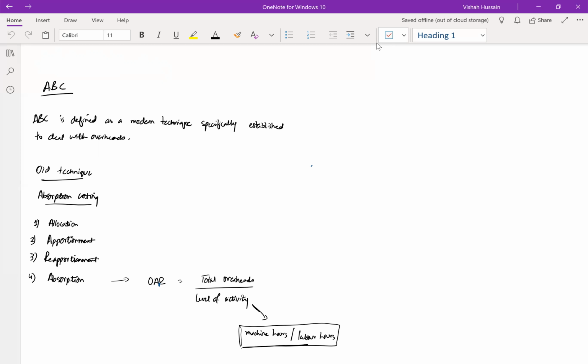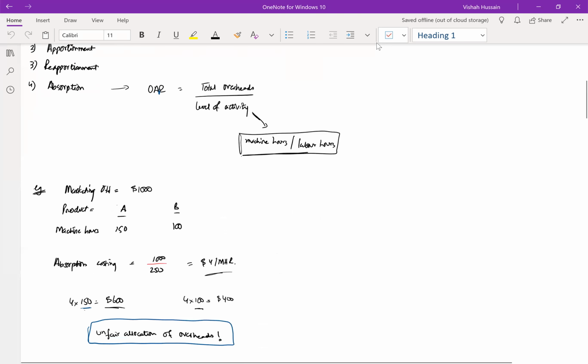We do not have any issue with the first 3 steps, but we have an issue with the fourth step. What is the issue? If you remember, while calculating the overhead absorption rate, we used the formula total overheads divided by level of activity, where we either took machine hours or labor hours or prime cost, but commonly it was machine hours or labor hours. That too, the total of machine hours and labor hours. Now, we believe that absorption costing leads to an unfair allocation of overheads. Why does it lead to an unfair allocation of overheads?